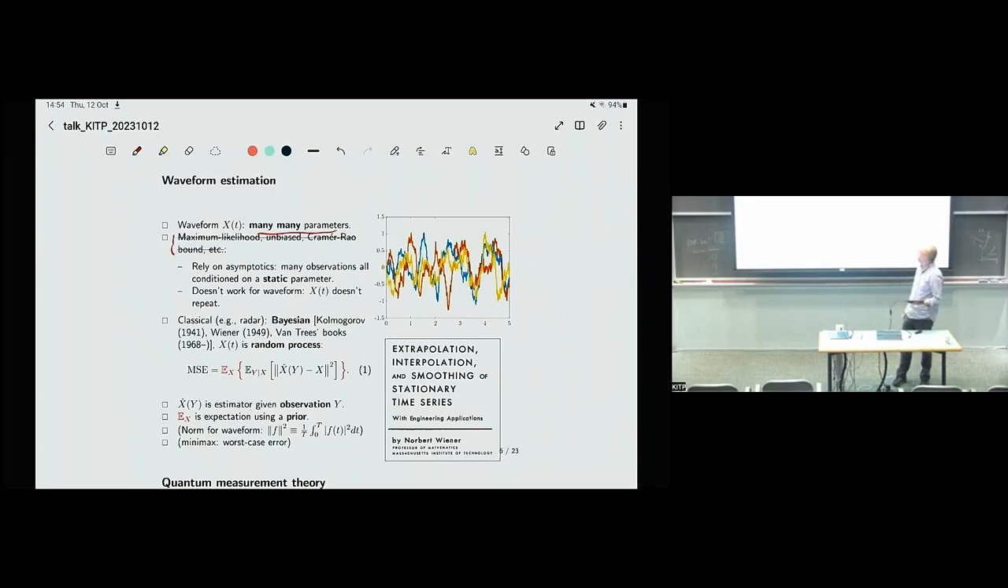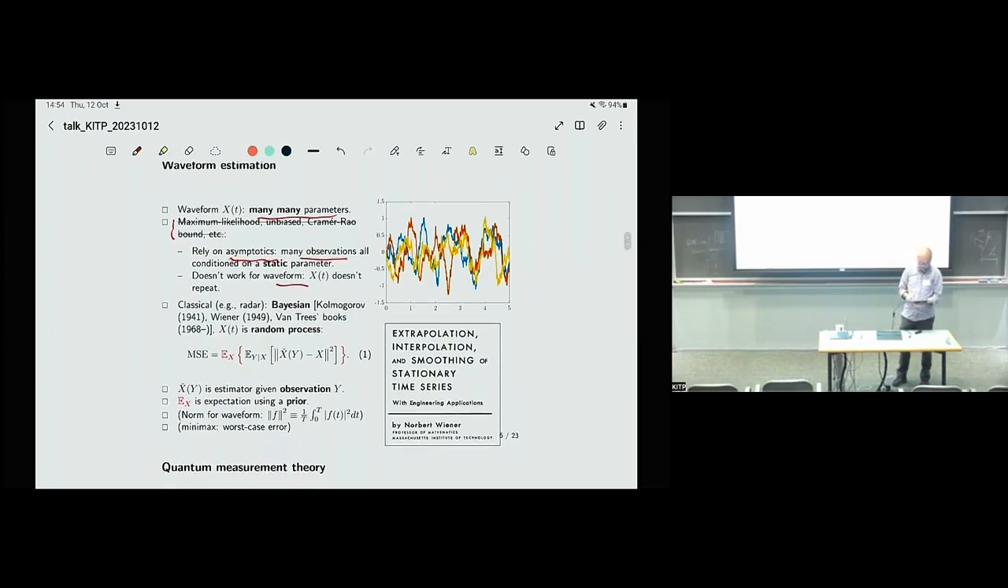Now, all the techniques you know and love in basic quantum metrology don't really work that well anymore, because a lot of these techniques, as Augusto has talked about earlier, rely on asymptotics. They assume that you have many observations, but they are all conditioned on the same static parameter. Does it work for a waveform? It's changing all the time. And also, if you look at LIGO, you cannot expect the exact same gravitational wave to keep arriving, right? So asymptotics don't work anymore.